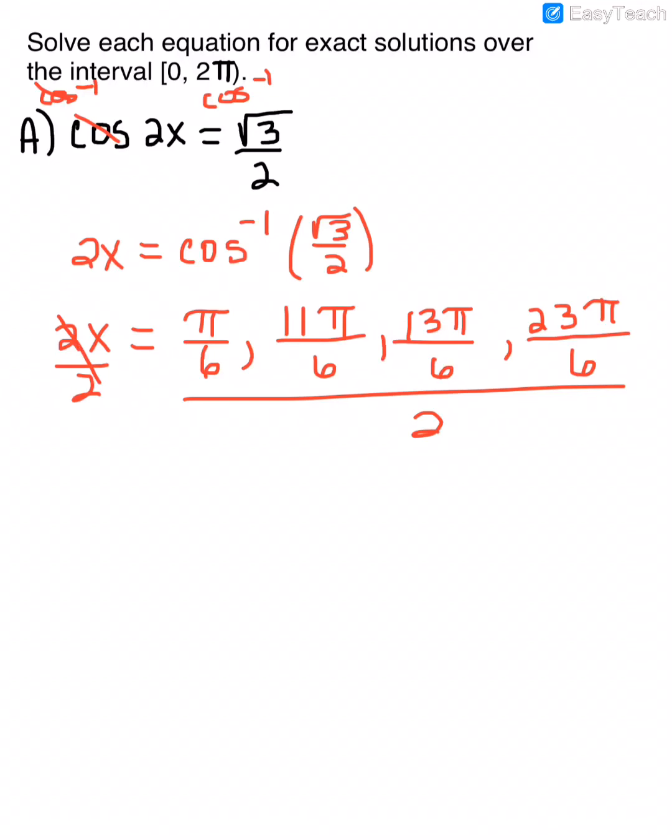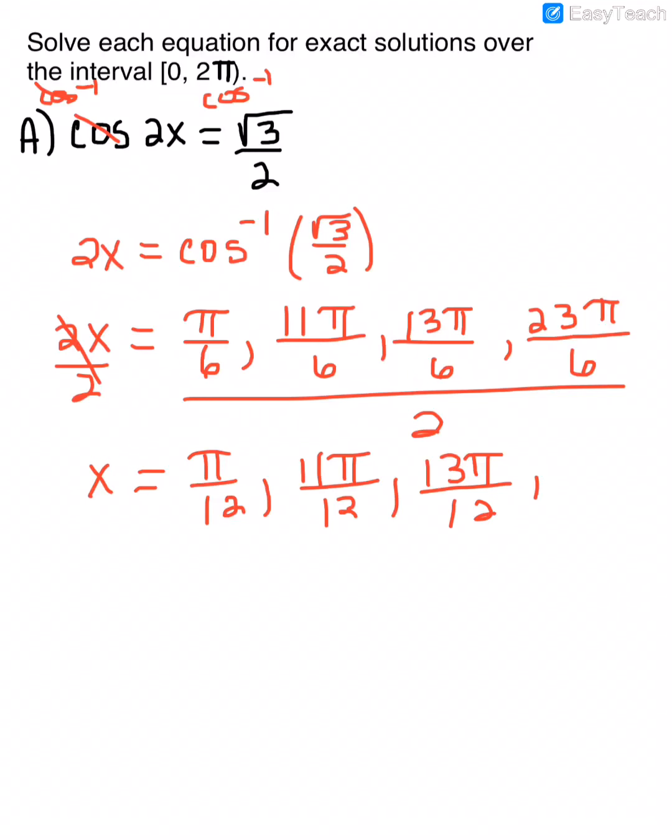When we're dealing with those fractions, dividing by 2 is the same thing as multiplying by 1/2. So if I multiply each one of those fractions by 1/2, this is going to give me pi over 12, 11 pi over 12, 13 pi over 12, and 23 pi over 12. And those are my solutions for x.